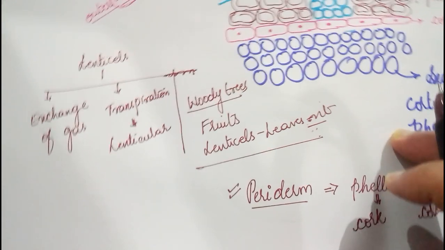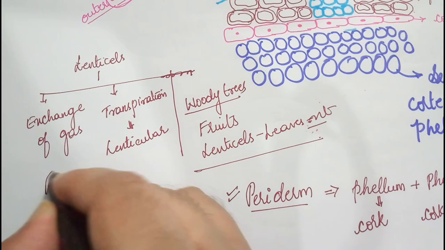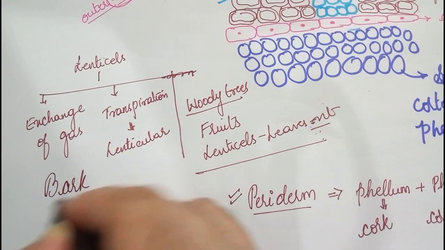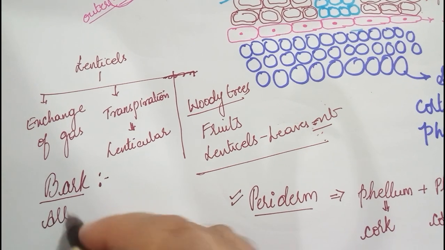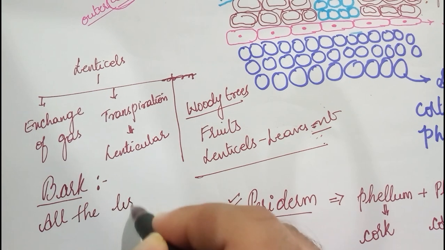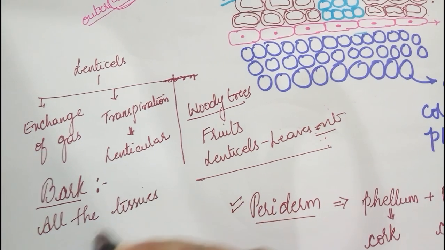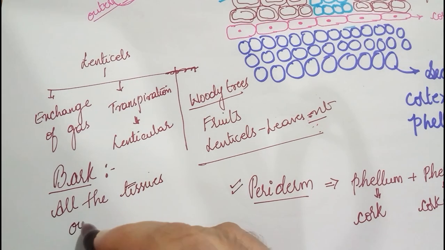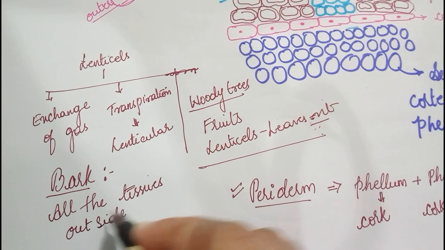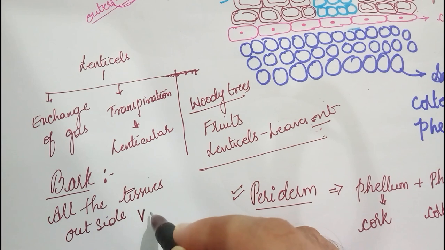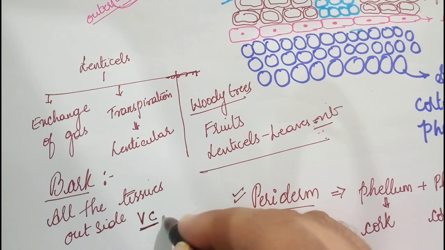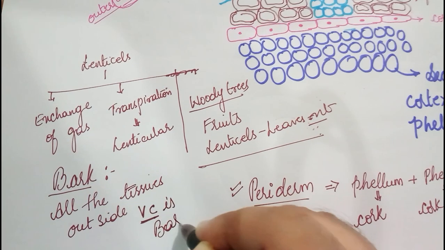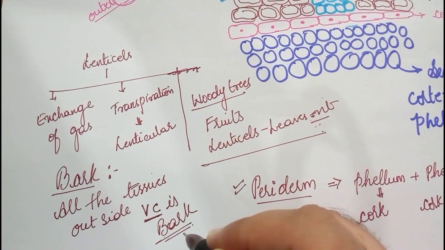Now, one more important term we have is the bark. What is bark? All the tissues outside the vascular cambium, VC, are called bark. So every tissue that is present outside the vascular cambium is going to form the bark.